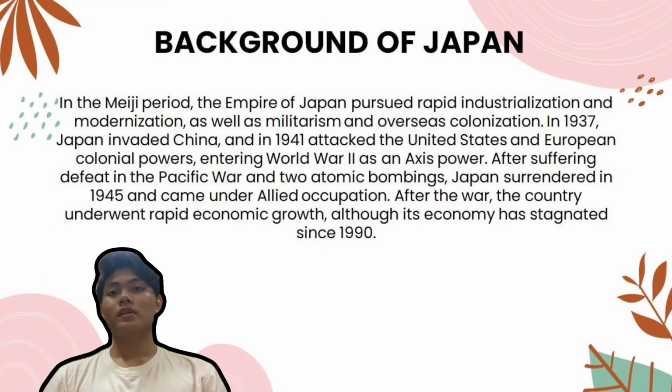In the Meiji period, the Empire of Japan pursued rapid industrialization and modernization, as well as militarism and overseas colonization. In 1937, Japan invaded China, and in 1941 attacked the United States and European colonial powers, entering World War II as an Axis power. After suffering defeat in the Pacific War and 2 atomic bombings, Japan surrendered in 1945 and came under Allied occupation. After the war, the country underwent rapid economic growth, although its economy has stagnated since 1990.